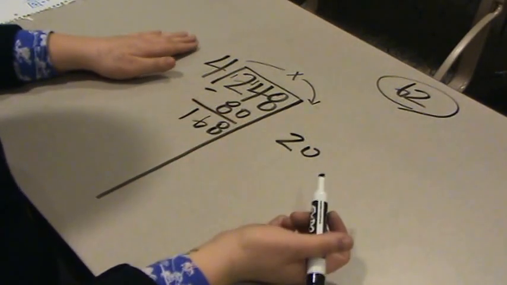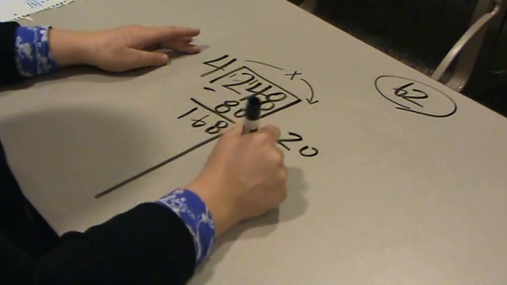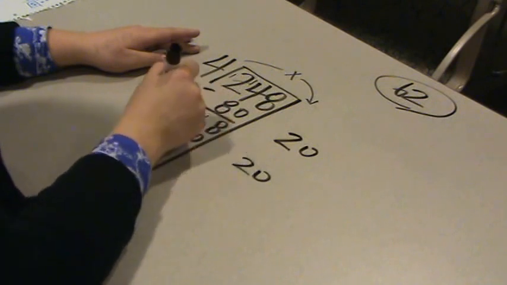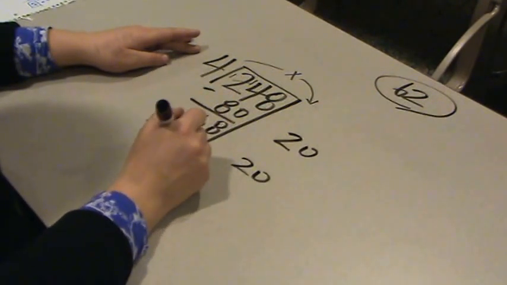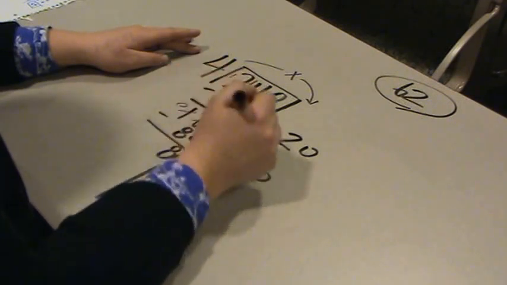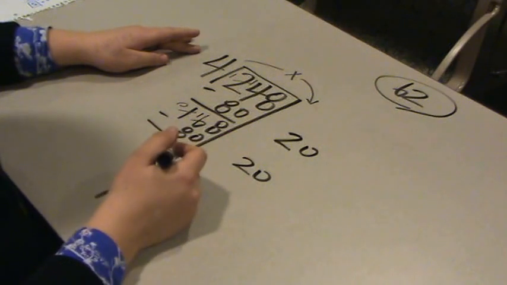Now, again, I'm going to say 4 times 20 is 80, and we're just going to subtract that. 8 minus 0 is 8. We're going to regroup this and turn this into a 0. 16 minus 8 is 8, and we're left with 88.